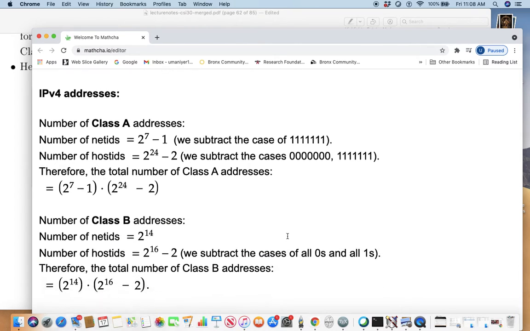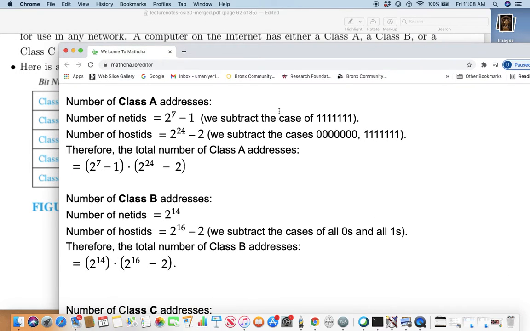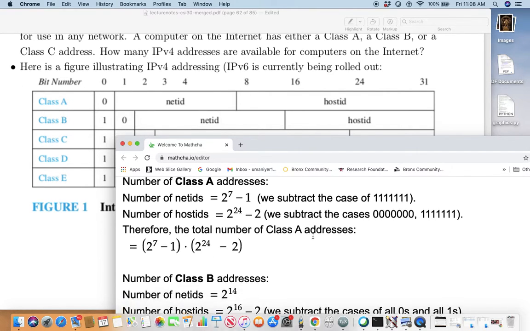Well, let's look at Class A. 2 to the 7th minus 1. Why? Because for net IDs, there are 7 locations and each can be 1 or 0. So 2 to the 7th, but you are not allowed all ones. Host IDs, there are 24 locations. 2 to the 24 minus 2. Why 2? You have to subtract the possibility of all zeros and all ones. Okay, so that's for net ID and host ID for Class A. Multiplying the two gives you the number of Class A addresses.